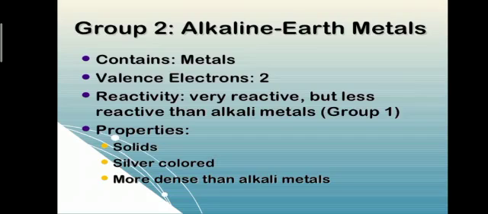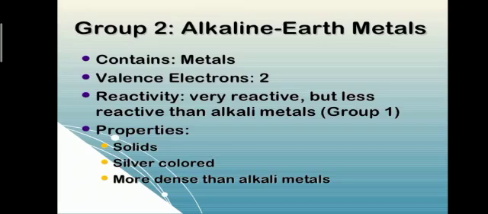The second group is the alkaline earth metals. They contain beryllium, magnesium, calcium, and they possess two valence electrons. As the group number is 2, they contain two valence electrons and show the same chemical behavior in each element. They are less electropositive than the alkali metals. Alkali metals are more electropositive, while alkaline earth metals are less electropositive.